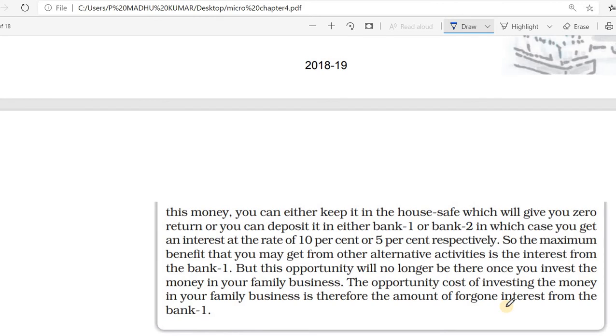Investing the money in your family business, you get the rate of interest from the business instead of the forgone interest from the bank. That we can call the opportunity cost. Opportunity cost means the next best opportunity that you are giving up.